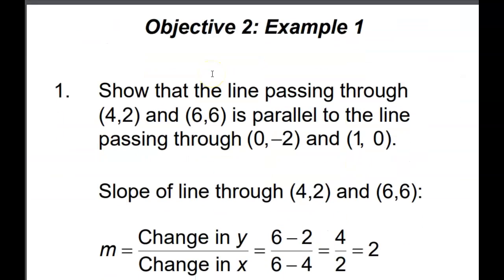So if I want to show that a line passing through the point 4, 2 and the point 6, 6 is parallel to a line passing through the point 0, negative 2 and 1, 0, the way I do that is I calculate the slope between the first 2 points for that line and the slope of the other line, and I see if I get the same answer. If I do, then they are parallel.